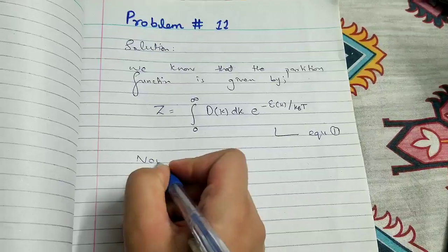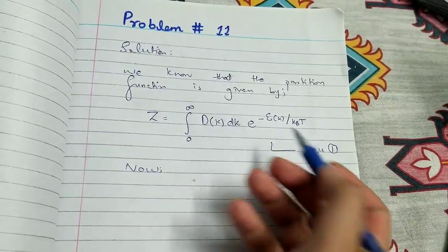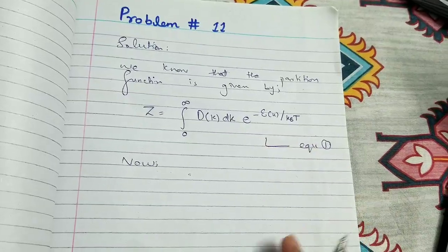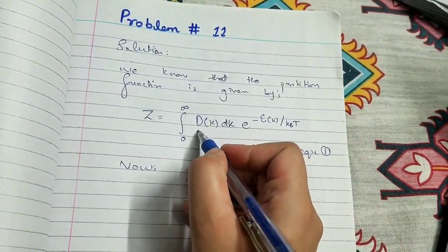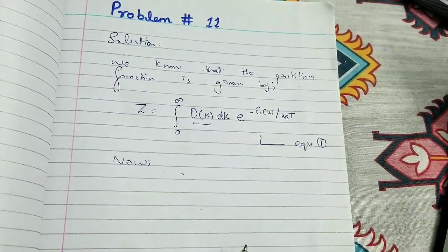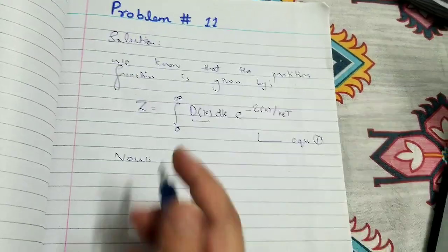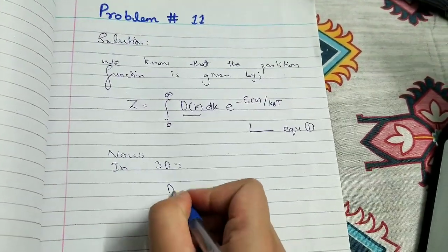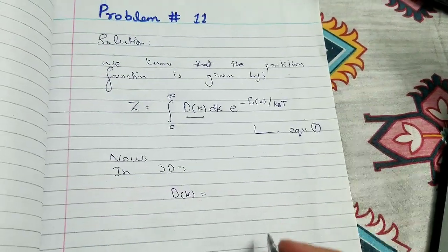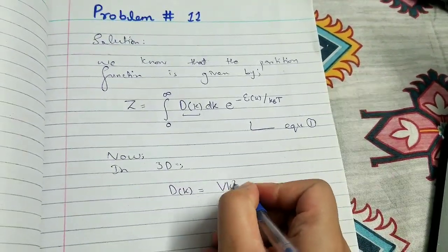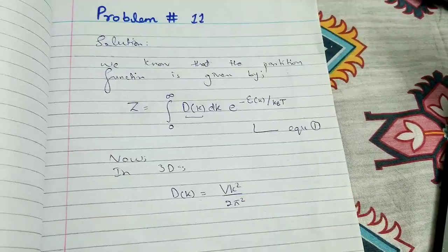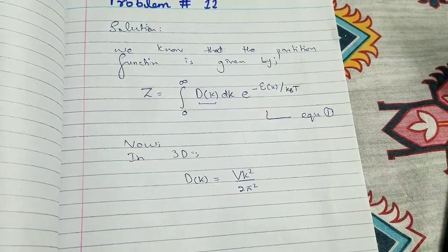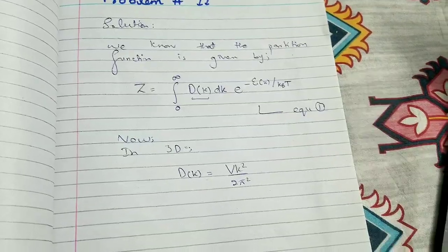Now here we can see that there are some unknowns that we should know first before plugging in the values, and these are D of k, which is the density of states for the system. Since the system is 3D, the density of states in k space is always given by V k squared by 2 pi squared. This is a general formula and it's applicable in any case you are given.